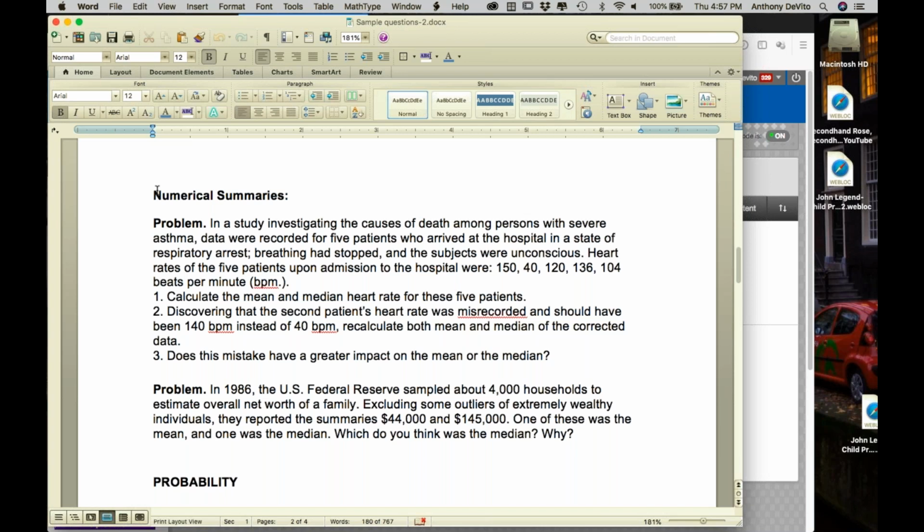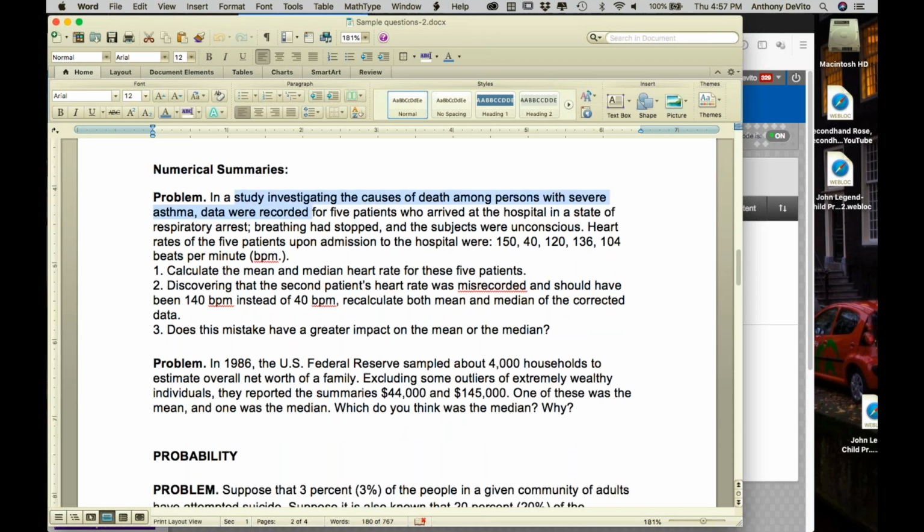In a study investigating causes of deaths among persons with severe, let me hang on a second. You need to put the microphone.